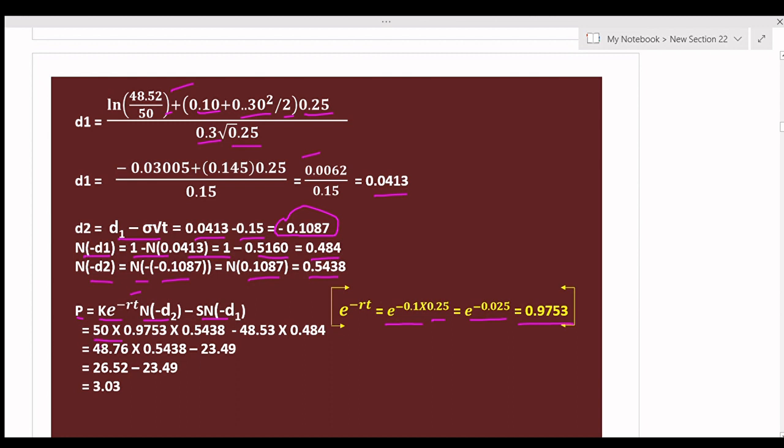K is the strike price, 50, into 0.9753, into 0.5438, which is the value of N(minus d2), and minus 48.53, that is the new stock price, multiplied with 0.484, the value of N(minus d1). Now you solve it and it will come to 3.03, the put option value.